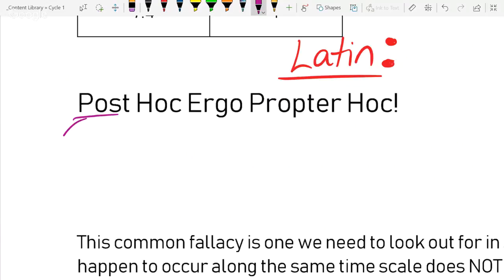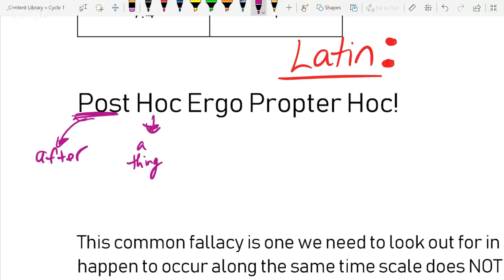Let's talk about the word post. Think about it. After the football game, what do they have? The post-game show, right? After turkey, what do I get into? My post-turkey sleep. After you graduate, you're a postgraduate, right? So, post means after. Okay? Hoc just means a thing or something.